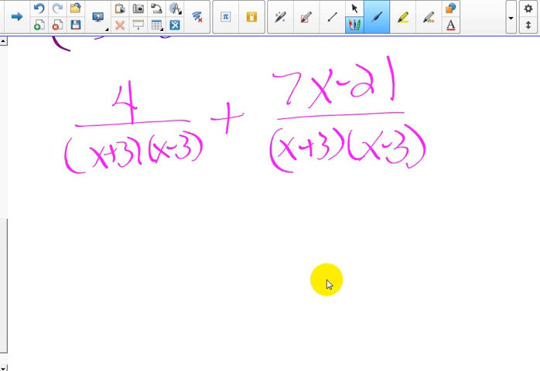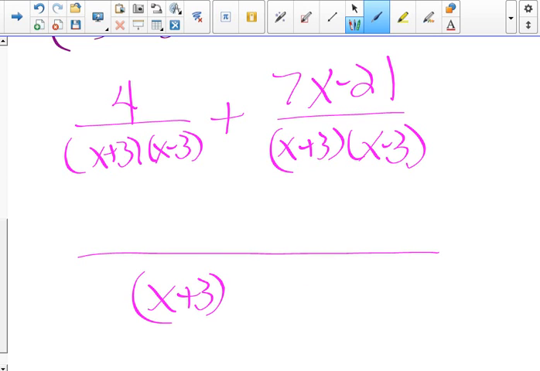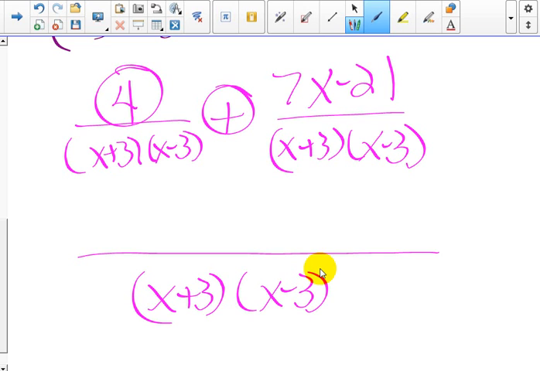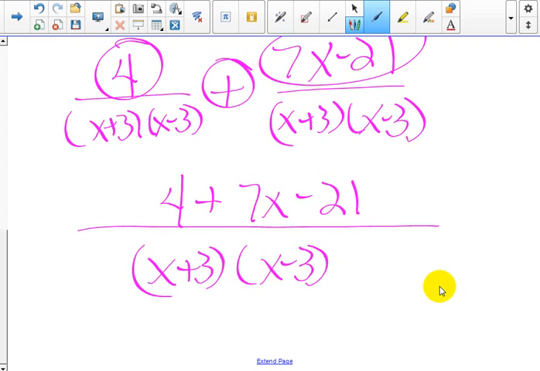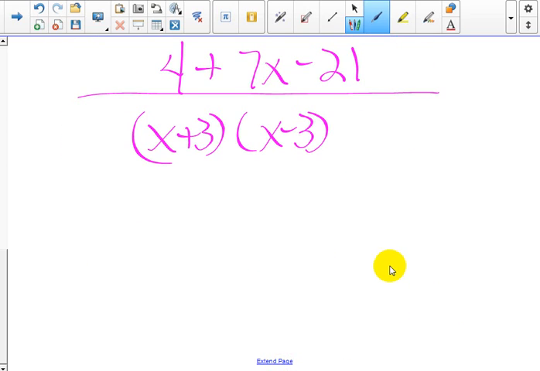Now when we add these, now that my denominator is the same, I can basically just write it as one fraction now. 4 plus this, 7x minus 21, all over x plus 3 times x minus 3. Okay, now when I do this part, let me switch colors. Now get my like terms of 4 and minus 21. There's my like terms. So I need to combine my like terms.